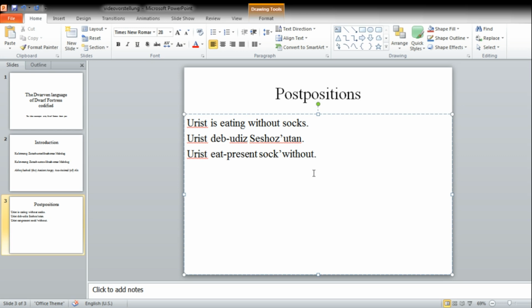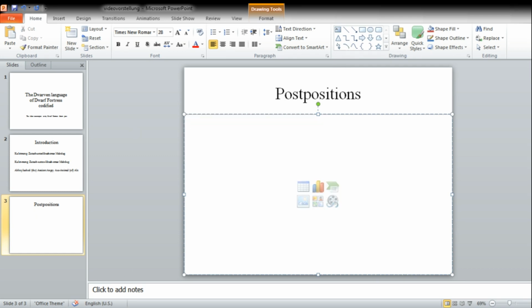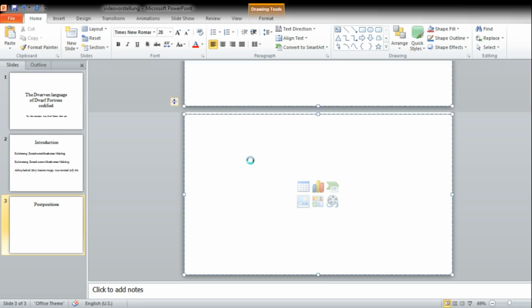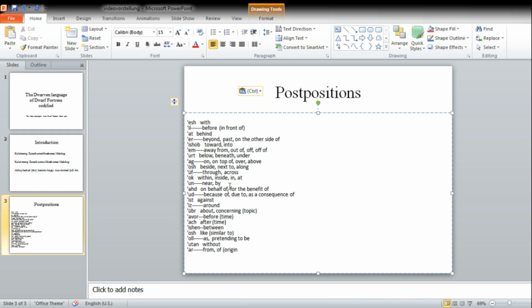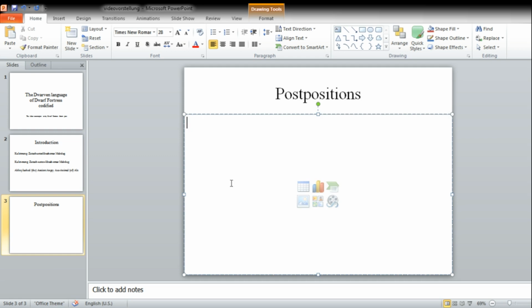So the syntax in Dwarven is very strict unless it's a simple sentence like this, or that information just isn't important. That excluding the information doesn't change the meaning or doesn't confuse anything. So he's eating without socks. We don't need a direct object because what he's eating isn't important. That's not what we're trying to say. And those are postpositions. And there is a lovely list of postpositions. I suppose I can copy it into this presentation quickly here. Yeah, there's the list. But again, you can just look at the forum post for that. Next, we have appositions.